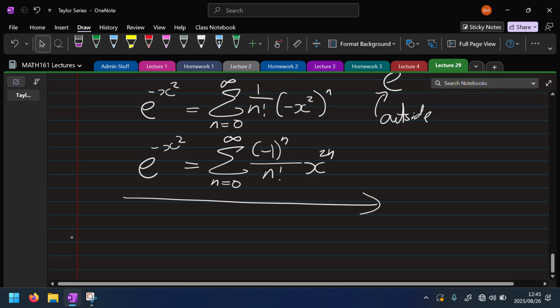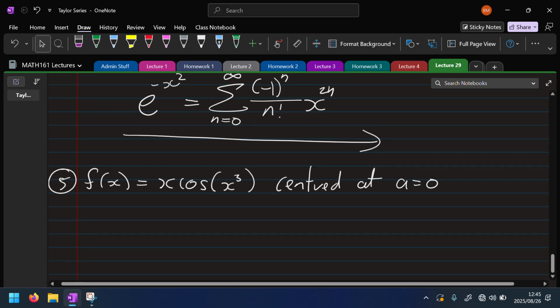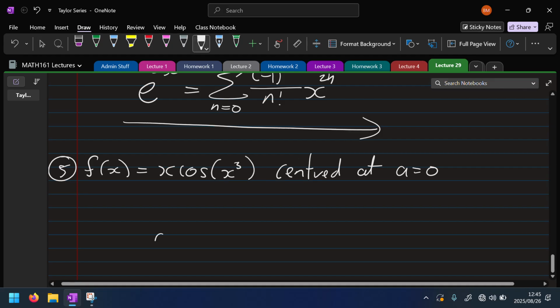Let's have a look at a few more. So this was number 4. Let's look at number 5. Here we have f of x equal to x cos x cubed, centered at a equals 0. We're going to break it up into what we know and what we don't know. If we ignore the x and the x cubed, we have cos. We know that one. So let's write it out.